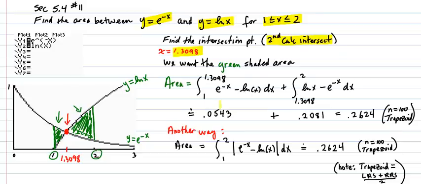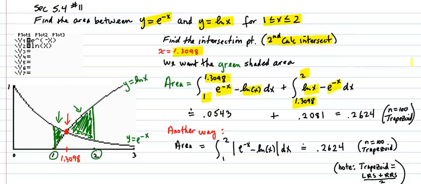So the area is going to be two chunks added together. First chunk is 1 to 1.3098 of the larger function minus the lower. So above minus lower, so you get a positive number. And then 1.3098 to 2, the rest of it, where log x is bigger than e to the minus x. So that's positive.